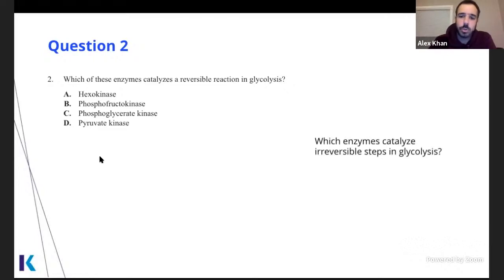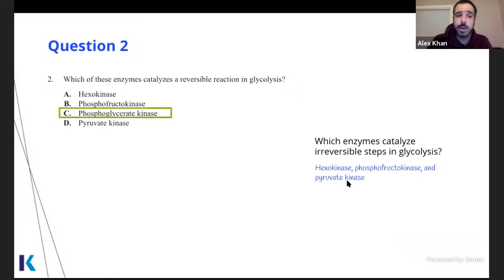All right, so which enzymes are irreversible? Well, we saw hexokinase, right? First one at the start that traps the glucose in the cell. We saw phosphofructokinase, the rate determining step. And we saw the final one, pyruvate kinase. We create that final ATP right there. Pyruvate kinase, the last step of glycolysis. So that just leaves the only one, phosphoglycerate kinase, right?